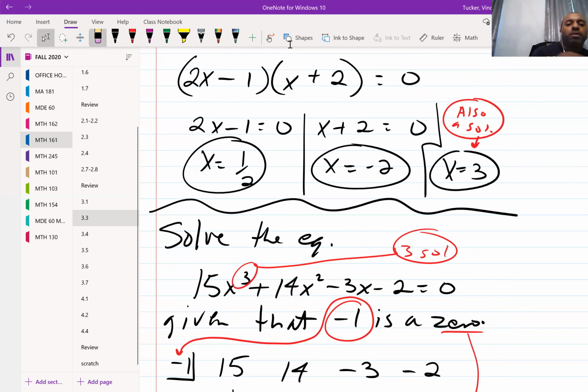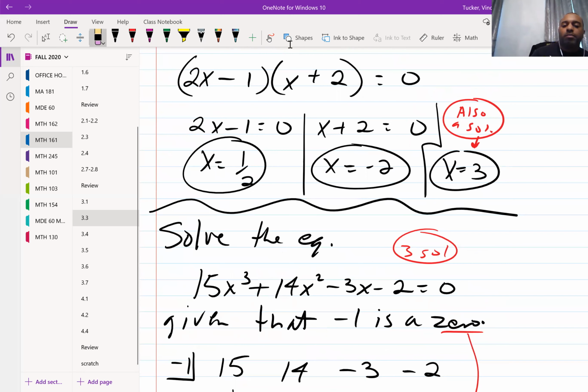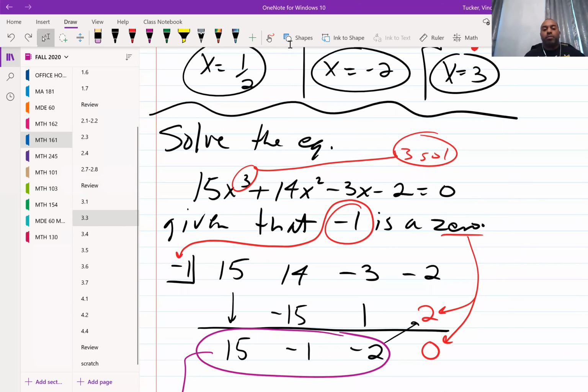All right, so let's do another one. I want to solve the equation 15x cubed plus 14x squared minus 3x minus 2 equal to 0, given that -1 is a 0. All right, so once again, we have a situation where we should get 3 solutions and they give us 1. So we're going to use that -1 to break down the polynomial or break down the equation. So 15, 14, -3, -2 will be our coefficients.